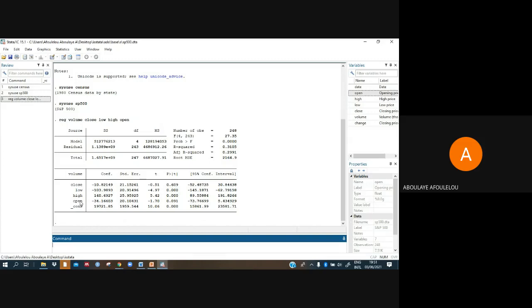Okay, taking the example of high price, we can see that we have a positive relationship, and the interpretation is that increasing high price by 1 unit will increase the average volume by 140.69 units, holding all other variables constant. We now have to see the significance by just looking at the p-value, which is 0.000 and which is less than our significance level. That means that the relationship is positive and significant.